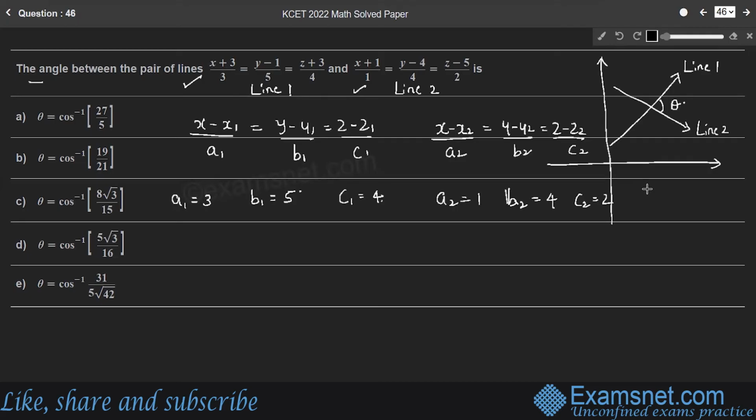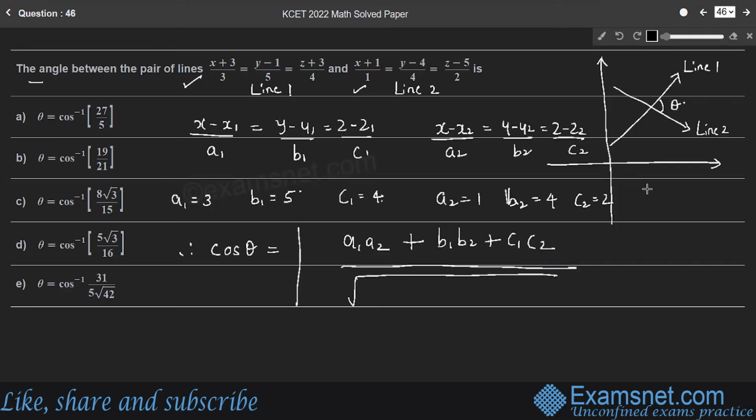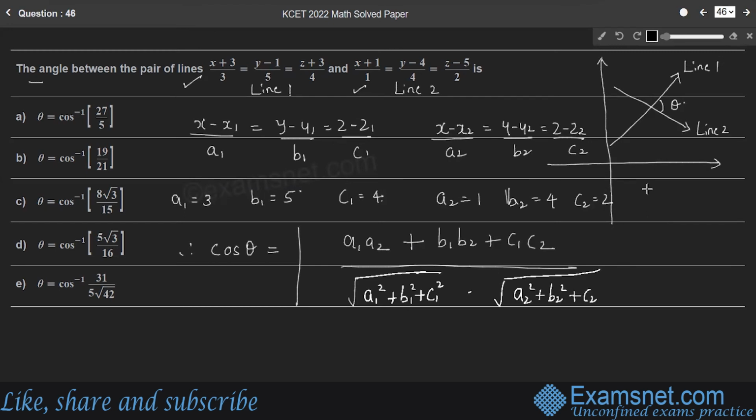Why do we need these values a1, a2, b1, b2, c1, c2? To find the angle between a pair of lines, we'll consider the cosine function. Cos theta is equal to the modulus of a1 into a2 plus b1 into b2 plus c1 into c2. The formula says this sum is divided by the square root of a1 square plus b1 square plus c1 square, into the square root of a2 square plus b2 square plus c2 square. Very easy calculation.